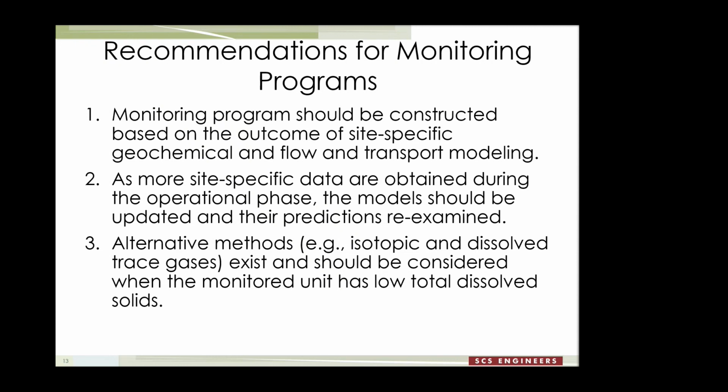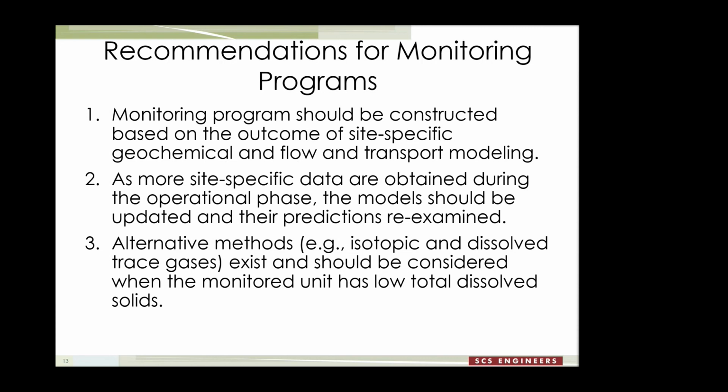Secondly, as more site-specific data are obtained through the operational phase of injection, your models should be updated with these new data and the predictions should be re-examined. This may mean, more often than not, making amendments to your testing and monitoring program to ensure that it remains effective and protective of the underground sources of drinking water.